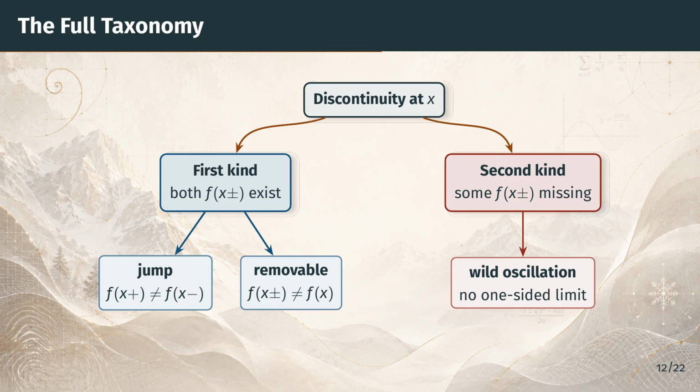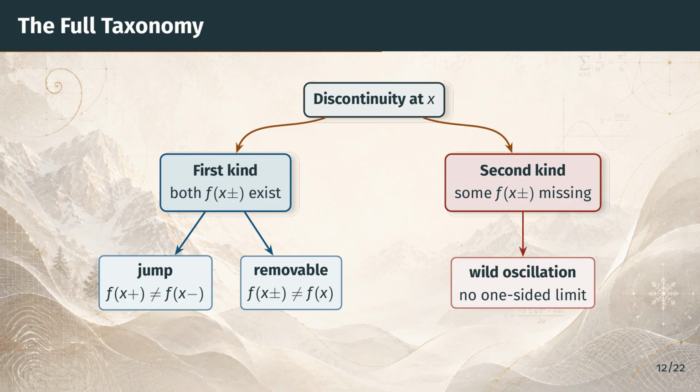Let's gather the whole classification into one tree. At the top sits the starting point, a discontinuity at some x. It immediately forks into two branches. The blue branch on the left is the first kind, the simple discontinuities, defined by the condition that both one-sided limits exist. It in turn splits into the two leaves we just studied, a jump, where the two sides disagree, and a removable discontinuity, where the two sides agree but differ from the function value.